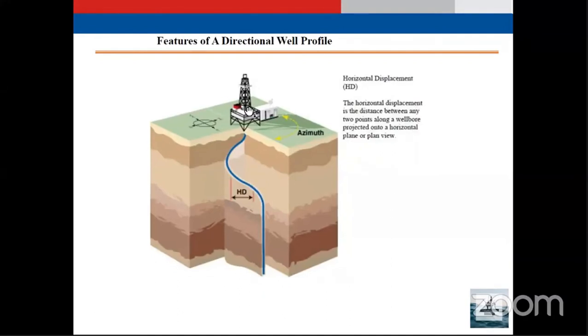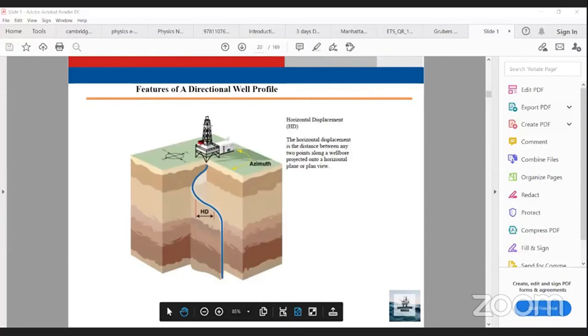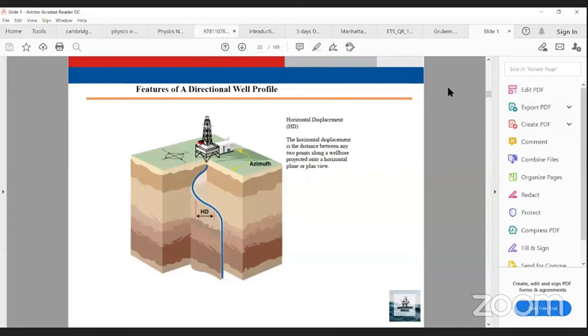Another definition is called horizontal displacement. Horizontal displacement is the distance between two points along one horizontal depth. I think the internet connection is still not stable. I think it will be more stable now.